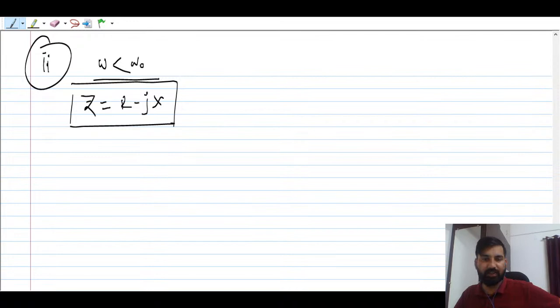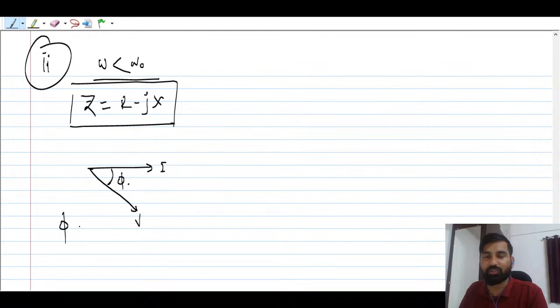In this case, if I try to draw the phasor diagram, the common quantity is current. In case of capacitance, current always leads. So current is going to be here, and the voltage will be here.